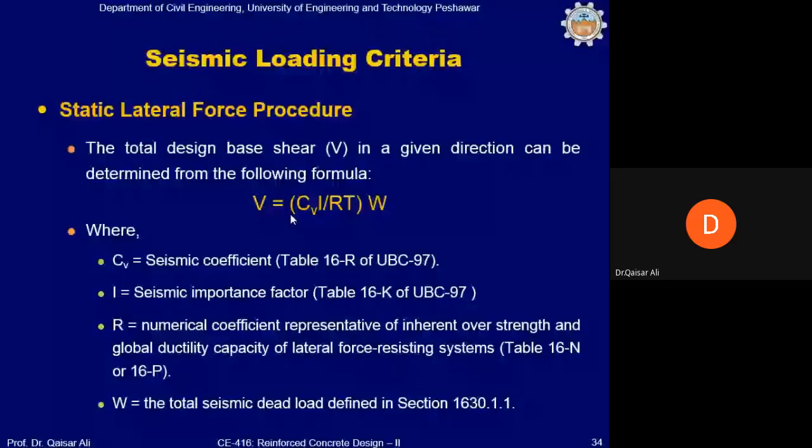And because the push at the base will depend on the earthquake magnitude, earthquake force, in other words, on the zone in which the building is located. So Cv is the seismic coefficient, which depends on the zone in which the building is located. Cv will be taken from the tables, the seismic hazard zoning map. I is the importance factor.